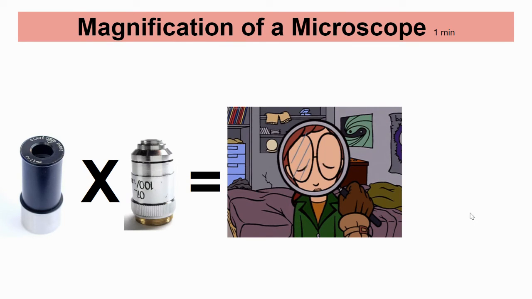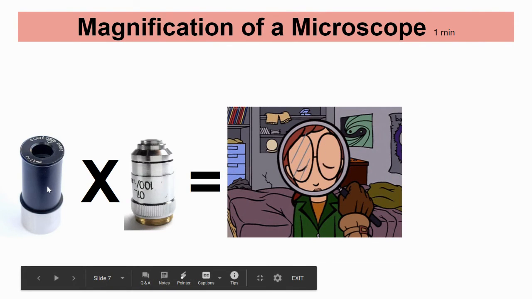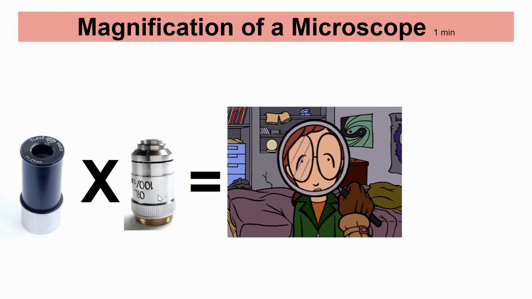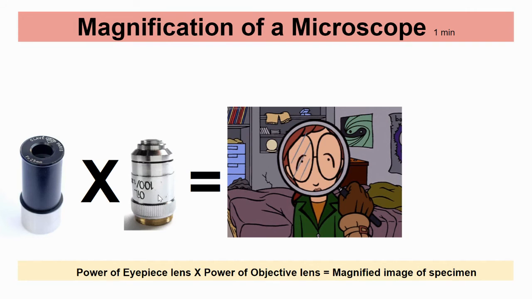So, a quick recap on the meaning of the term magnification of a microscope. We know that microscopes have at least two lenses through which the light passes before you see the image. One is near your eye, that is the eyepiece lens. It's also called the eye lens, and the second one is called the objective lens, which is in the nose piece of your microscope. So the power of the eyepiece times the power of the objective lens will give you the total magnification in which you are viewing your image.